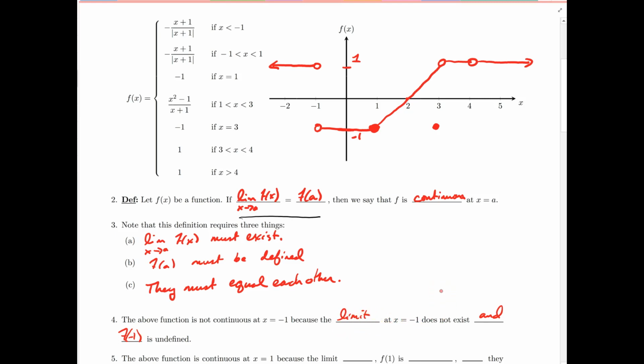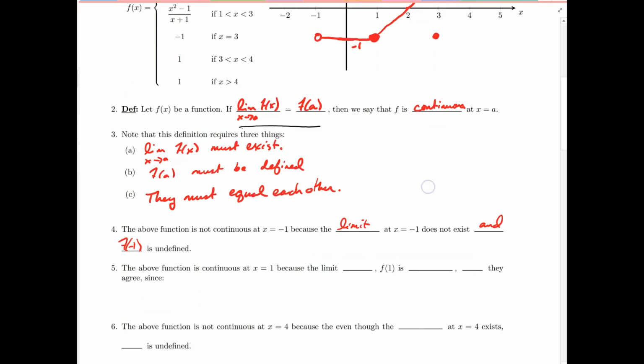So as far as checking that you've met the first 3 hurdles, well, you failed step A, you failed step B. It's not even worth checking to answer the question for step C. So it's certainly not continuous at x equals -1. The above function is continuous at x equals 1.